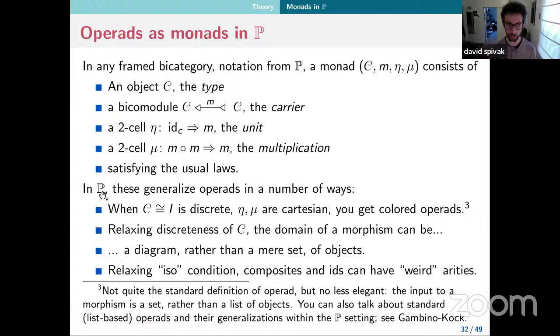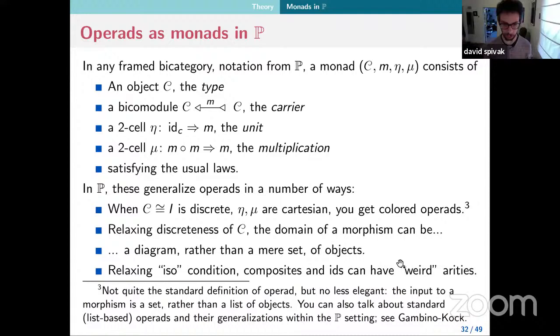And then if you relax the discreteness of C, so we're in this frame bicategory P where you have all categories as your objects, and if we allow our category to be a non-discrete one, then the domain of a morphism could be a diagram rather than just a set of objects. So just imagine that instead of a morphism with three inputs and one output, you have a morphism with a pullback diagram or something like that, or a span or cospan as its input. And I'll give an example. I mean, really, I'm just saying these are monads. So these are polynomial or parametric right adjoint monads, but I'll give some examples in a second.